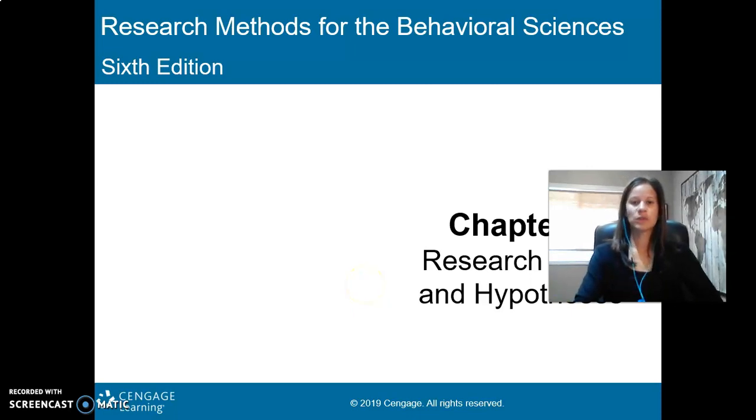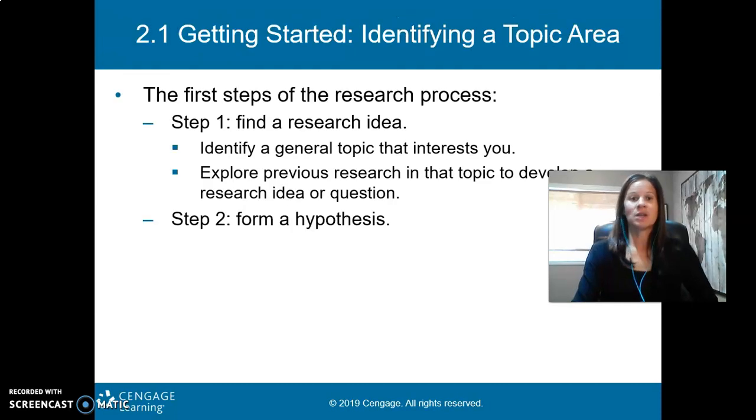Guys, last week you learned a little bit about the scientific method and what makes psychology a science. Today we're going to dig a little bit more into that and start discussing how you come up with a research idea, and then how you even start the steps to dive into the research that you want to conduct.